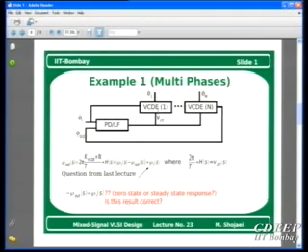Lock is locked and there is no transient associated with it. It means that VCTL has settled to a constant value.